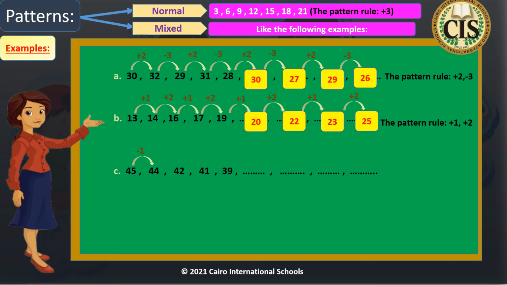45 minus 1 equals 44. Fine. Look at the next two numbers, 44 and 42. 44 becomes 42. It decreased. As we said, if decreased, put minus in the pattern rule. So we will write minus. Minus what? Subtract 44 minus 42 equals what? Equals 2. So the pattern rule is minus 2.